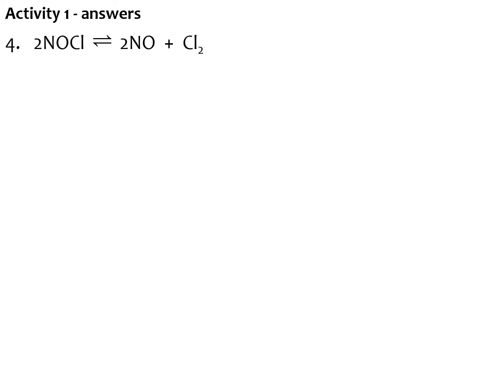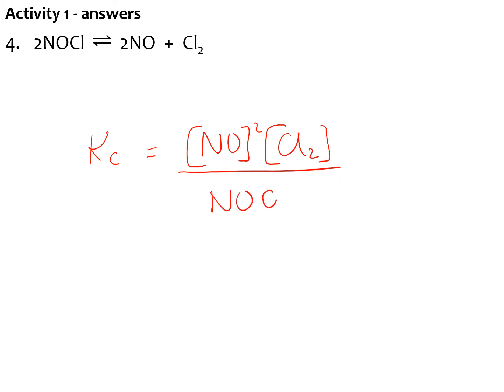Question 4, 2 NOCl forming 2 NO and Cl2. So Kc will be concentration of NO squared times the concentration of Cl2, just one of those, divided by the concentration of NOCl, and that is squared as well. And the unit here, well, we've got 3 concentration terms on the top and 2 on the bottom, so that would cancel out, we'd end up with just 1 on the top. So that would just be moles per decimeter cubed.